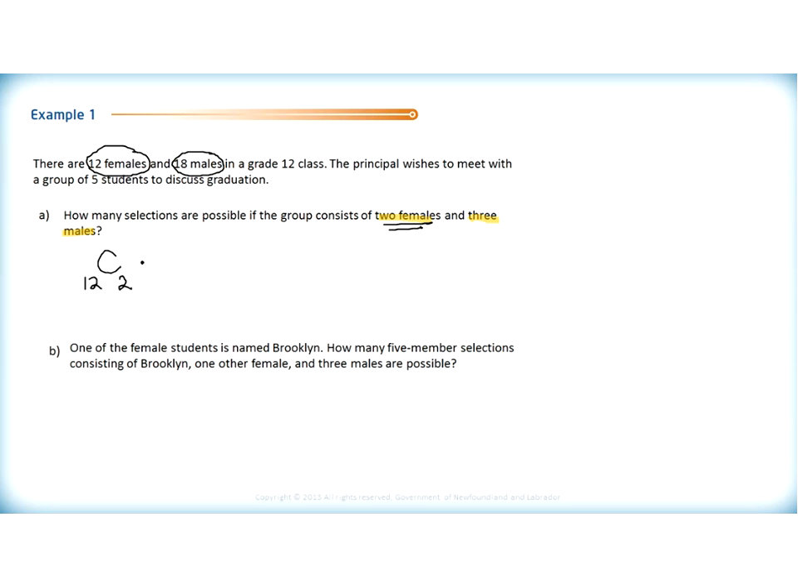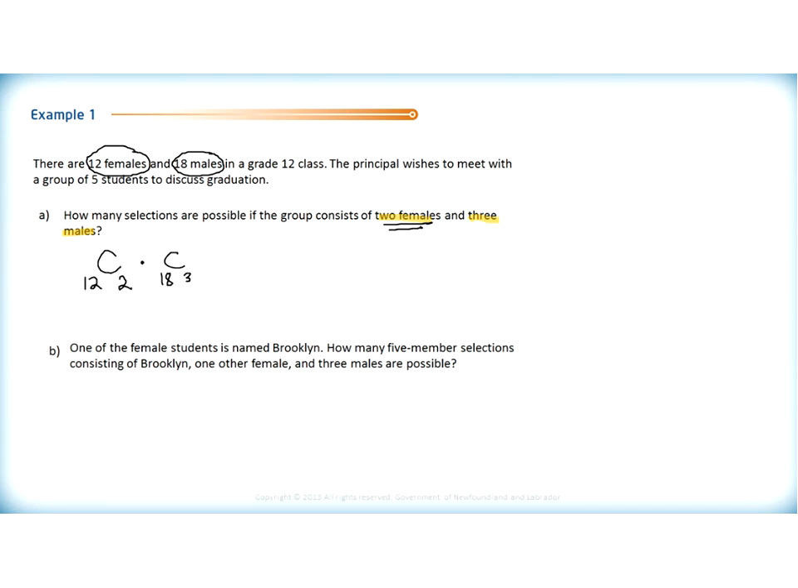Times, he has to choose 3 males out of the 18 males. There are 18 males, choose 3. And we do need to multiply these together, simply because for every way of choosing the 2 females, there are this many ways of choosing the 3 males. So we do need to multiply this together here. It's a product.